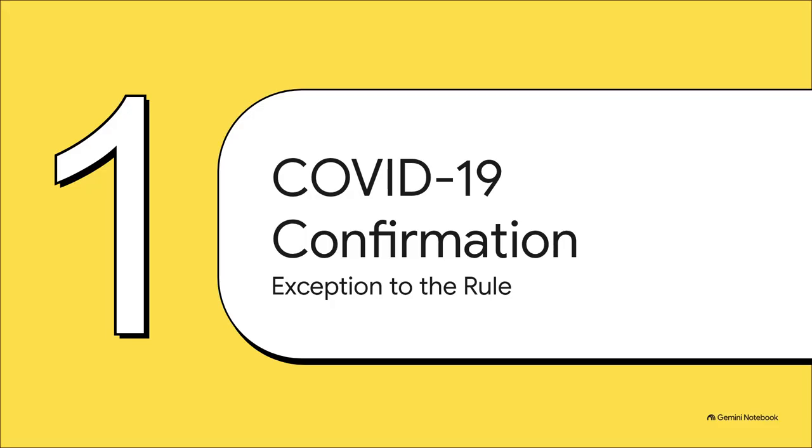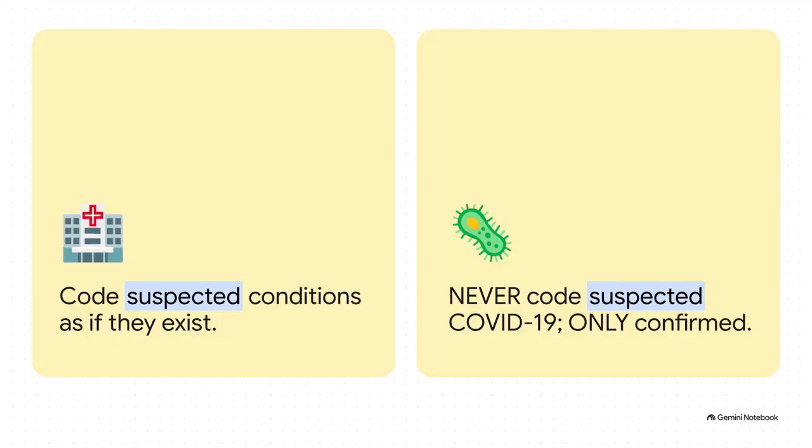Okay, Section 1, COVID-19 confirmation, the exception to the rule. When COVID-19 hit, it completely shattered one of our most fundamental medical coding conventions. The standard inpatient rule, which I'm sure a lot of you know by heart, dictates that if a condition is documented at discharge as suspected or probable, you code it as if it exists. But under the COVID-19 rule, absolutely not. You never code suspected or probable cases. For code U07.1, you only code confirmed cases.